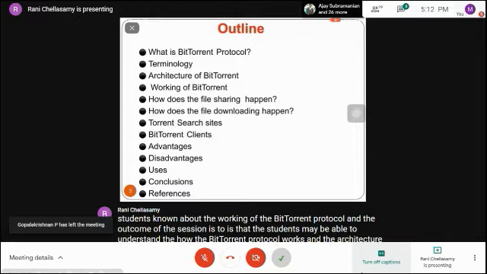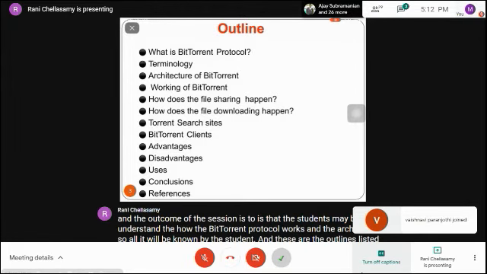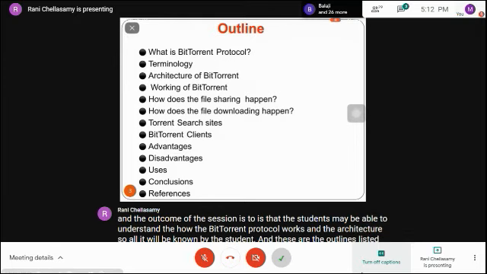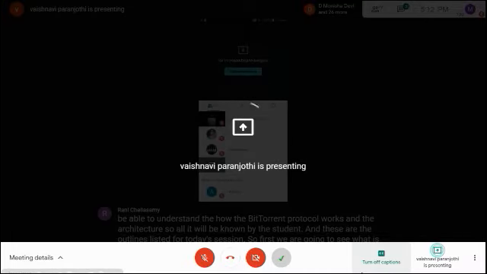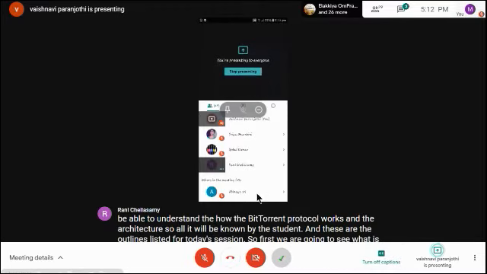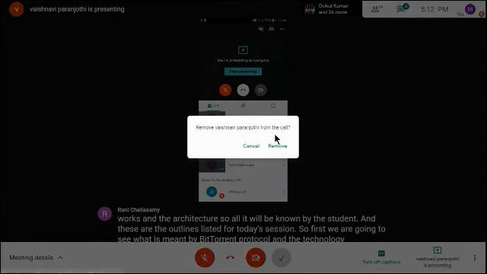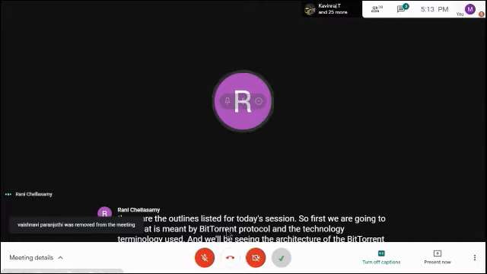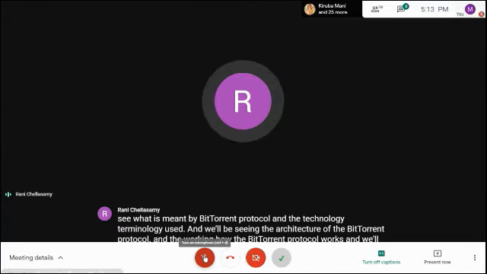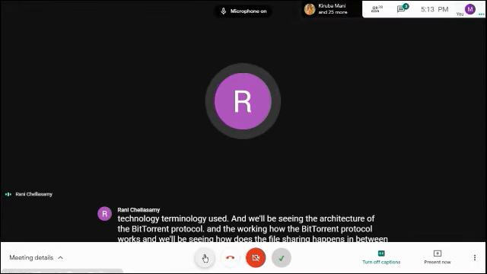First we are going to see what is meant by the BitTorrent protocol and the terminology used, and we'll see the architecture of the BitTorrent protocol. Then the working, how the BitTorrent protocol works, how file sharing happens in the peer-to-peer network, and how file downloading happens.